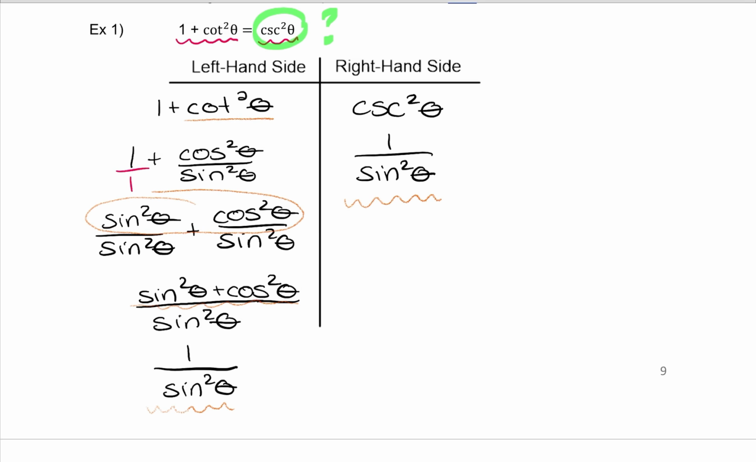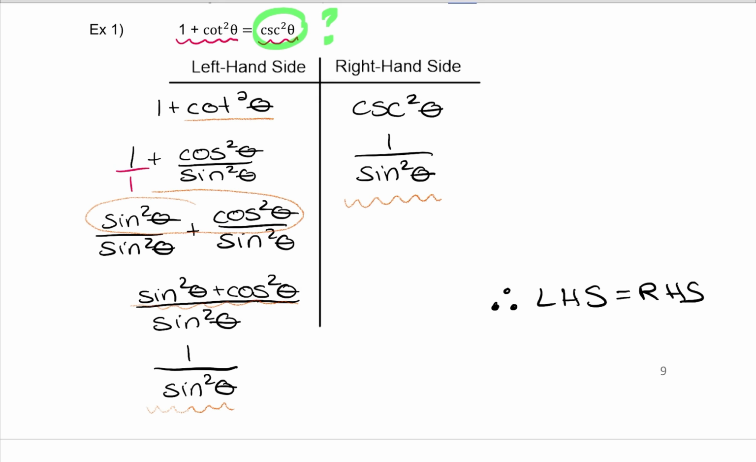So I could either have done it by continuing with the left-hand side to make it equal cosecant, or again, working with both sides, changing them both to the same thing. As soon as I've written this, I need to write a final statement. These 3 dots mean therefore, the left-hand side equals the right-hand side. And that is my proof.